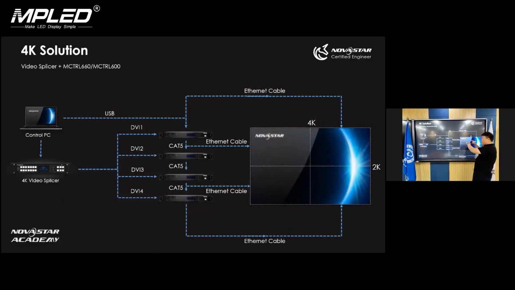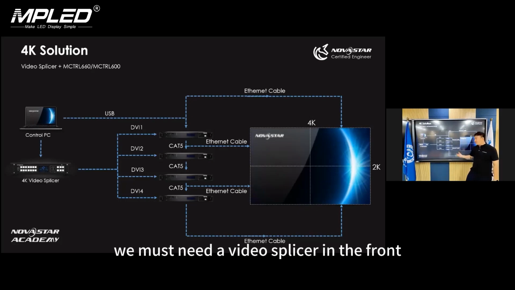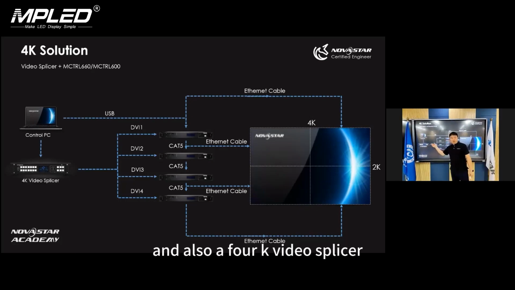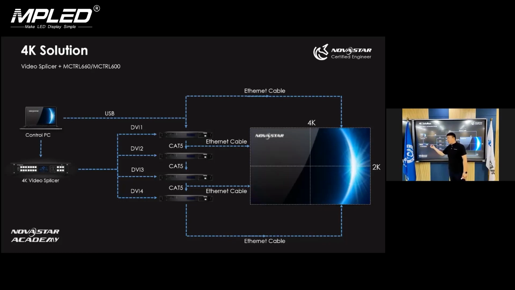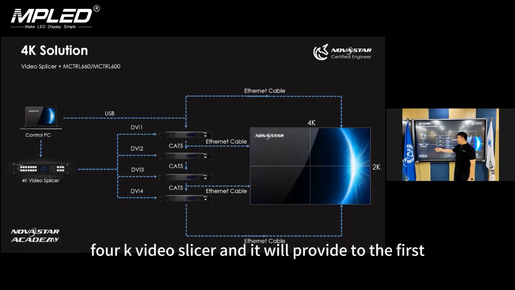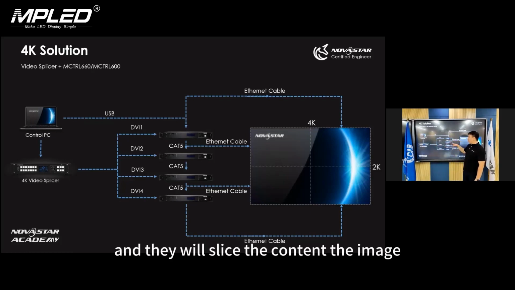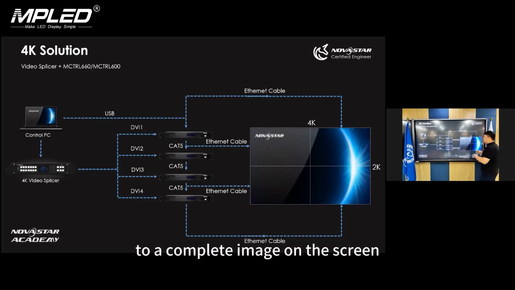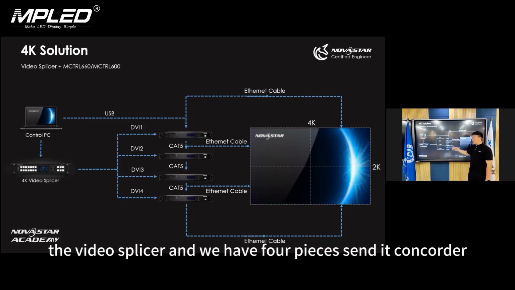If we want to display the whole image, we must have a video slicer in front, a 4K video slicer. The video source will be provided to the 4K video slicer, and it will feed the first, second, third, and fourth controllers. They will slice the image so that a complete image appears on the screen. So this is the traditional way. We have the control PC, the video slicer, and 4 Sony controllers.